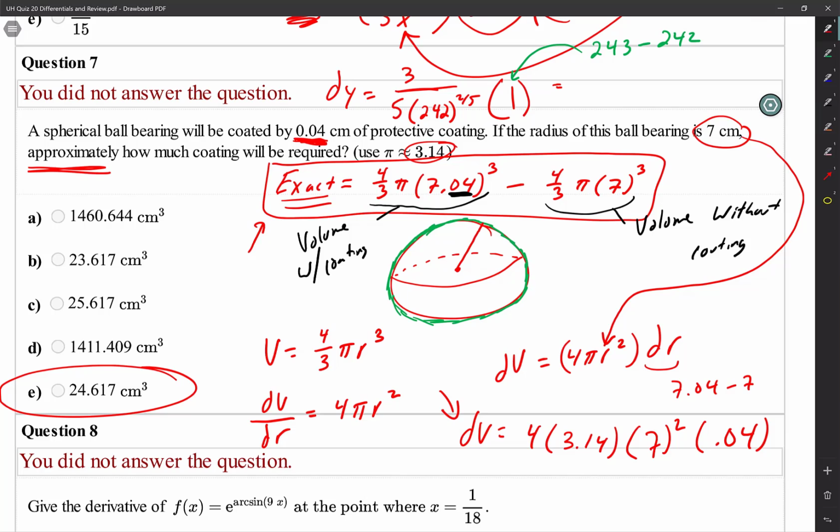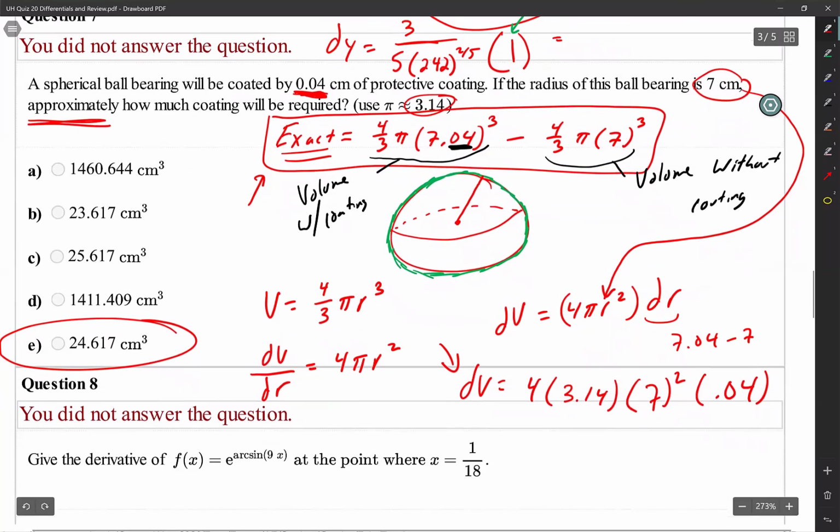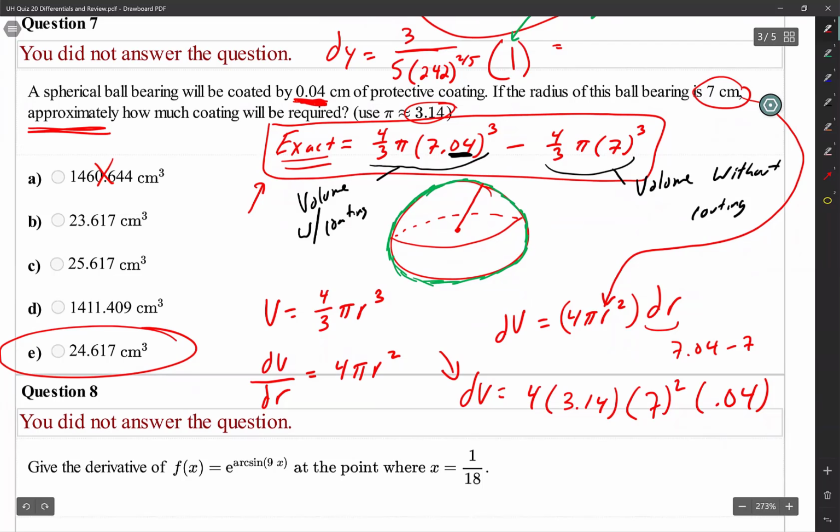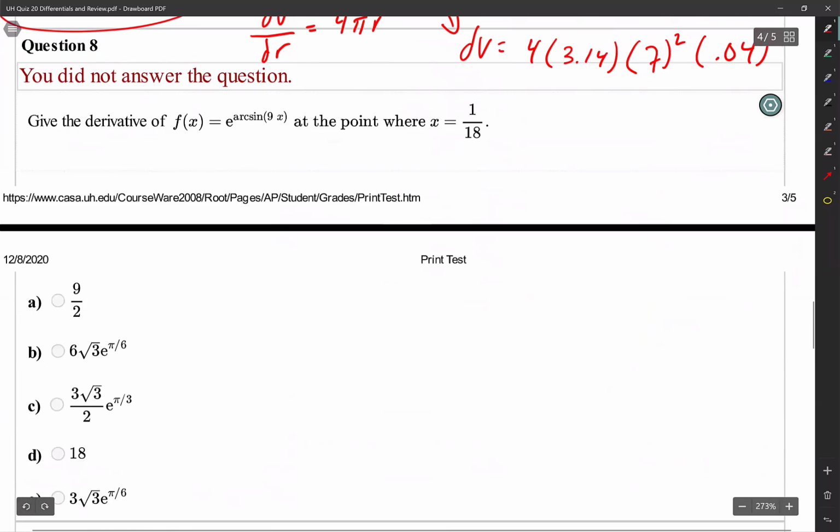Okay, what did you get? Look how close it was to the real one. Super close. What was the exact? The exact was 24.7585 cubic centimeters. So look how close we are. Super close, man. These are the worst answers. Do not choose A and D, guys. Those are the worst ones. All right, what's the next question?